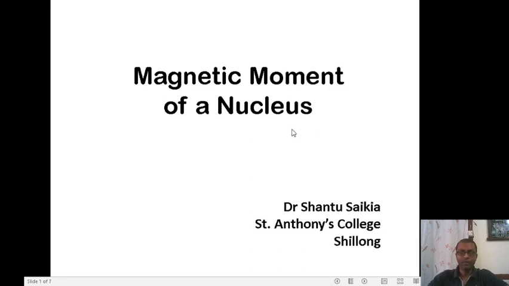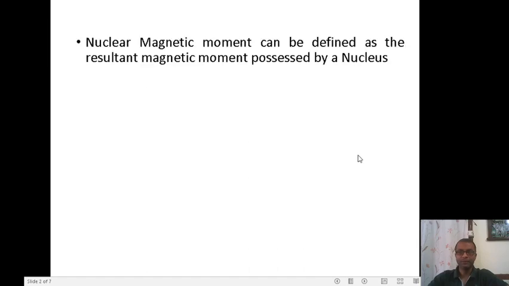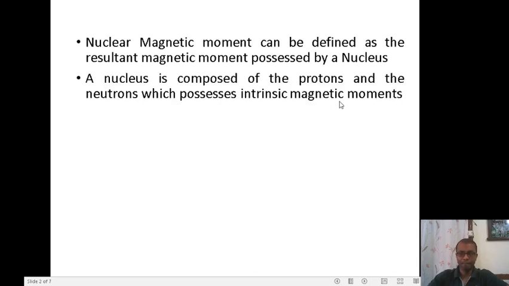So what about the magnetic moment of a nucleus? Does a nucleus have a magnetic field associated with it? If so, where does it arise from? It has been experimentally found that almost all nuclei have a certain magnetic moment associated with them. The nuclear magnetic moment can be defined as the resultant magnetic moment possessed by a nucleus. We'll look into where this magnetic moment arises from.